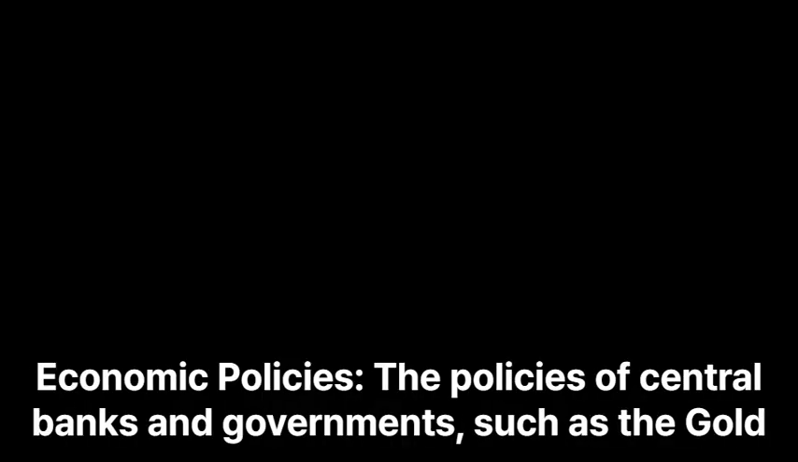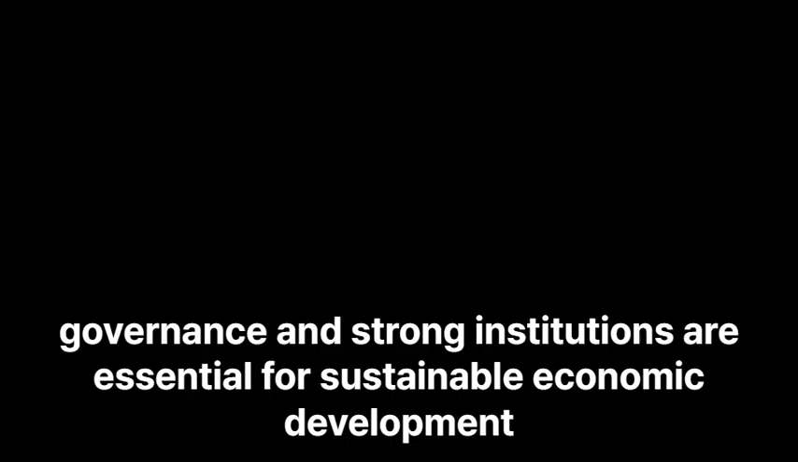Economic policies: the policies of central banks and governments, such as the gold standard and Bretton Woods system, have shaped international economic stability. Political and economic institutions: democratic institutions and rule of law often correlate with long-term economic stability, while extractive institutions, colonial exploitation, slavery, and monopolies have led to economic divergence. By analyzing historical case studies, we can understand how good governance and strong institutions are essential for sustainable economic development.